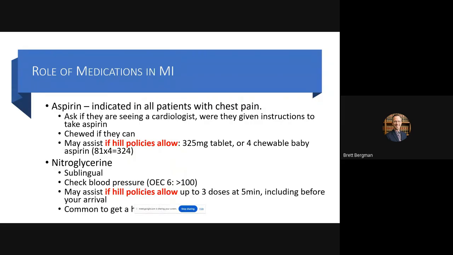It just doesn't taste very good. But chewing is preferred. And then the dose is 325 milligrams. So if it's baby aspirin, it's 4 of them. And then the other is nitroglycerin.